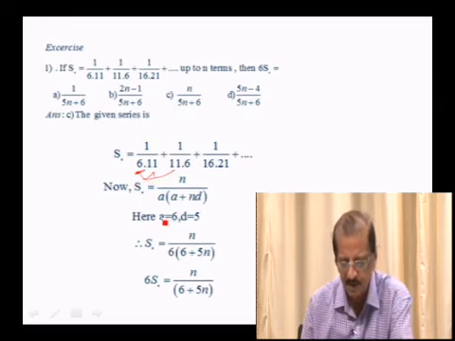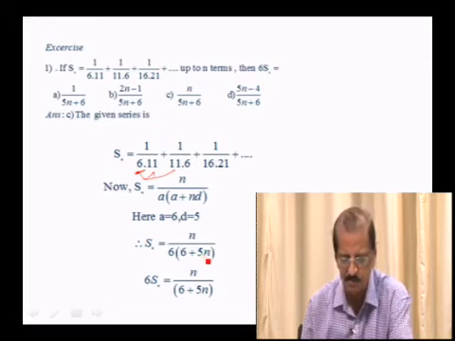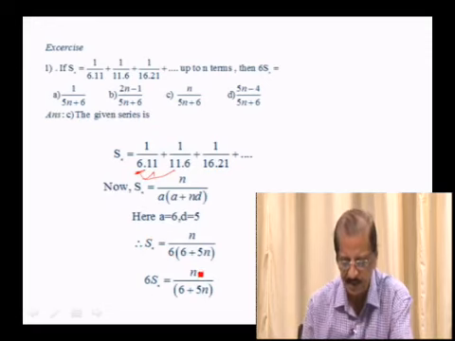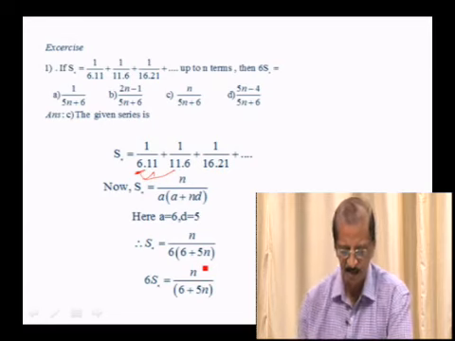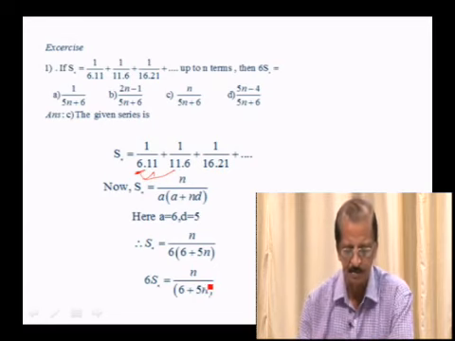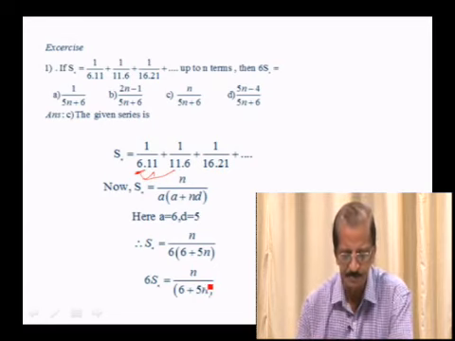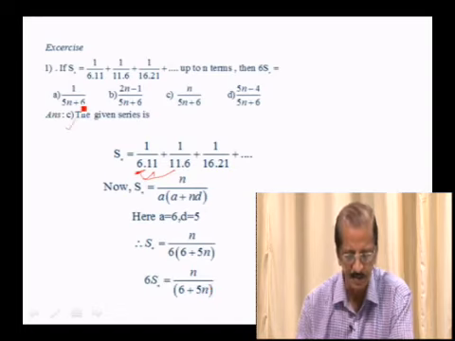ಸೊ ದ ಕಾಮನ್ ಡಿಫ್ರೆನ್ಸ್ ಆಫ್ ದಿಸ್ 6 and 11 is 5. So a is 6 and d is 5. So I can write Sn is equal to n over 6 into 6 plus 5n. I want 6Sn, so cross multiply, 6Sn is n over 6 plus 5n. So answer is n over 6 plus 5n. Answer C.